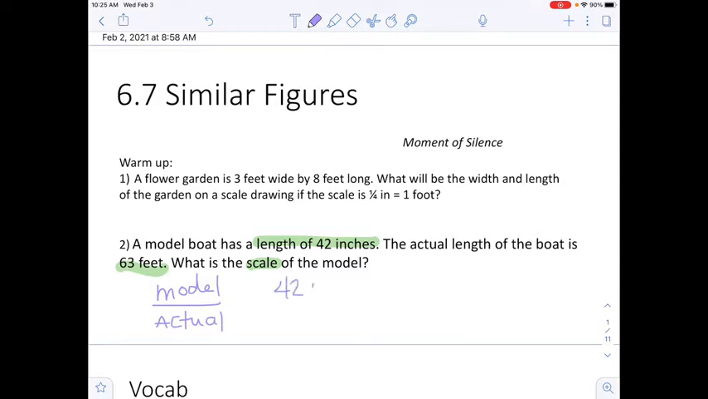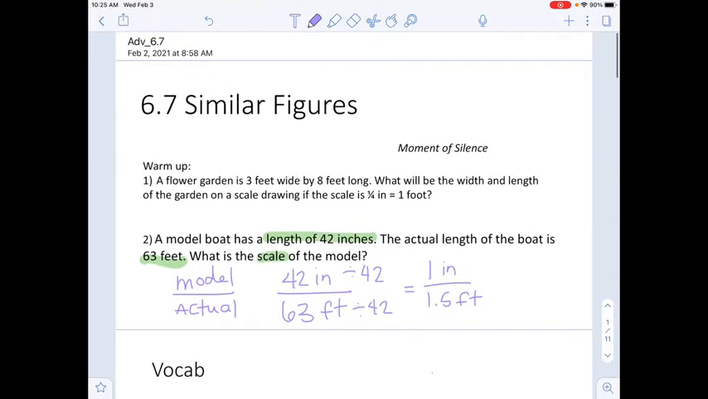So the model boat is 42 inches, and I'm going to leave my labels with that. The actual is 63 feet. So we want the numerator to be 1. So I'm going to divide both of these by 42, and that's going to tell us 1 inch to how many feet. So I take 63 divided by 42, and I get 1.5 feet. So you can write it like this in fraction form. You could also do this, 1 inch and then a colon, 1.5 feet, or you could write 1 inch to 1.5 feet. So again, scale, model over actual.